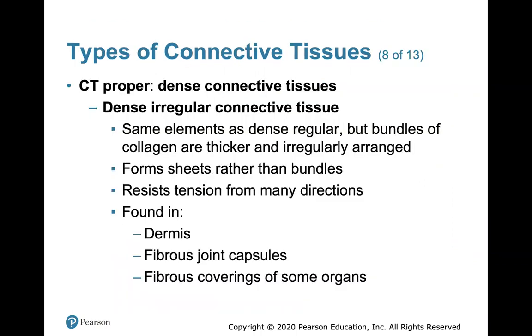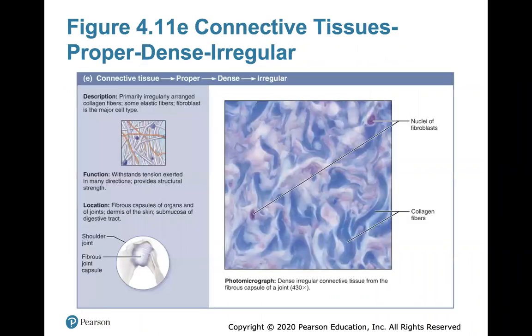Dense irregular connective tissue has the same elements as dense regular, but the bundles are thicker and more irregularly arranged. It resists tensions in many directions, so you'll find it in the dermis layer of your skin, fibrous joint capsules, and some of the fibrous coverings of some organs. So here's your dense irregular connective tissue. Again, few cells, lots of bundles of collagen fibers, but they're arranged in every which direction.